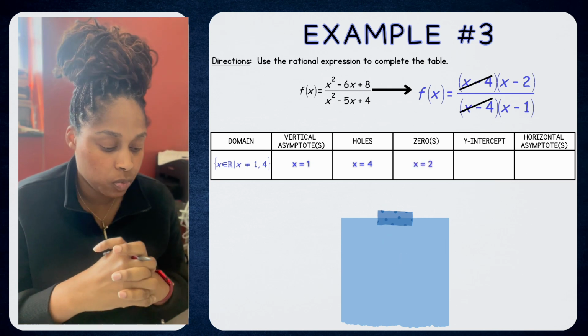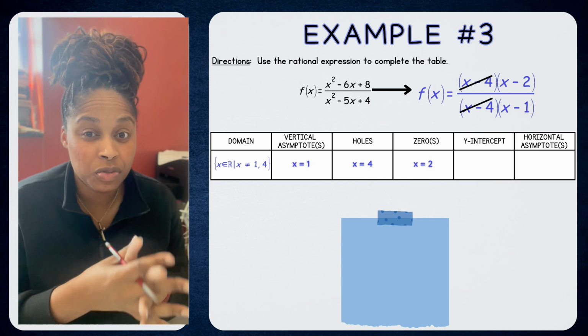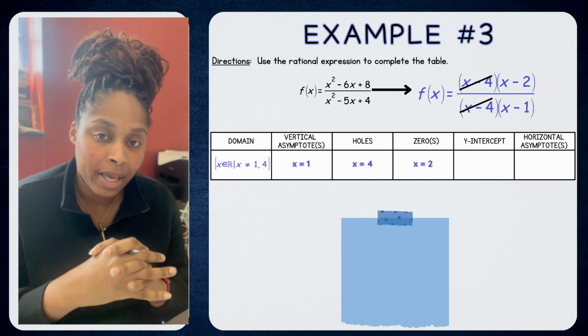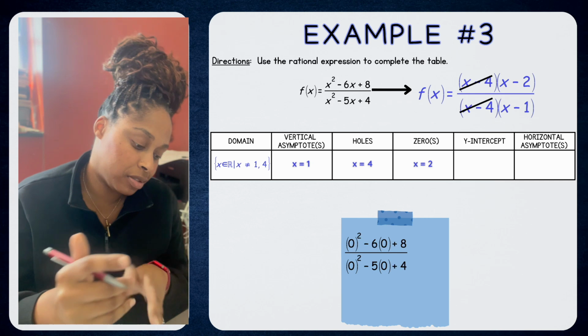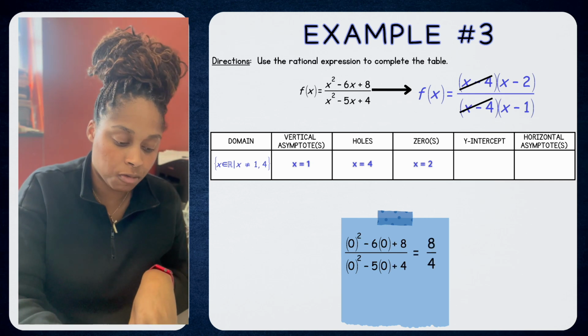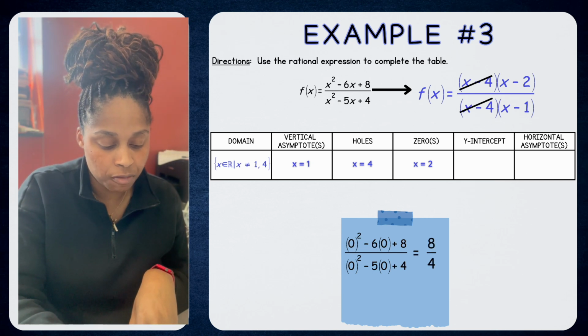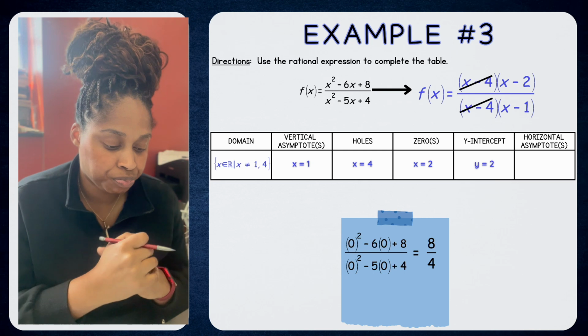Our y-intercept, we do not need to simplify for this. We need to use the original expression. We're going to plug in a 0 every place we see an x, and then you're going to be left with 8 over 4. And then you simplify 8 over 4, that equals 2.